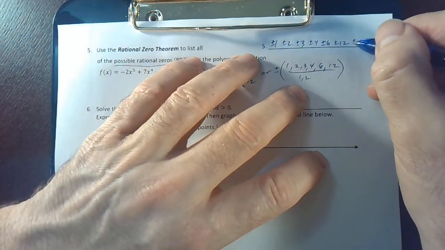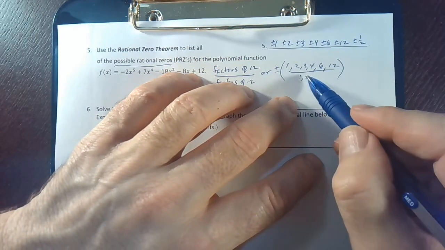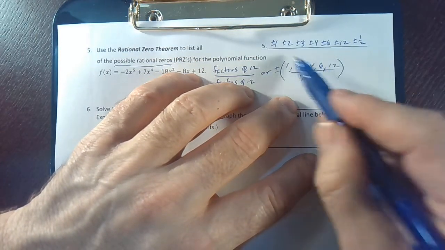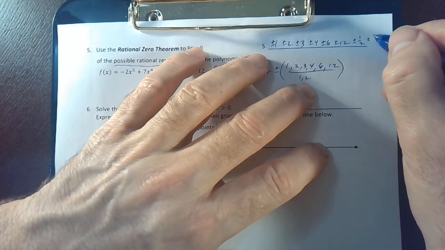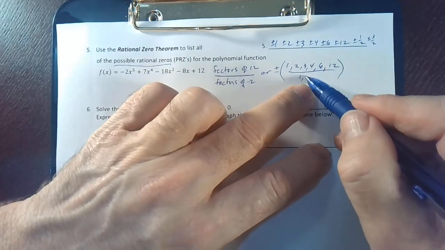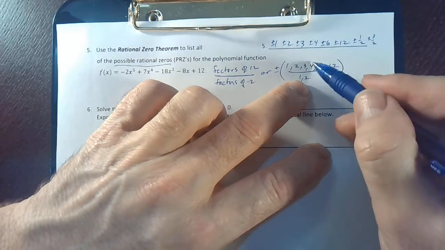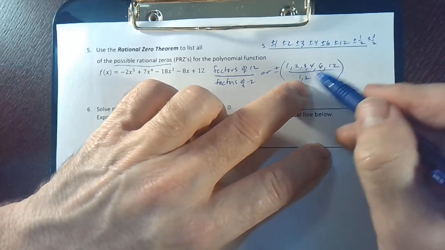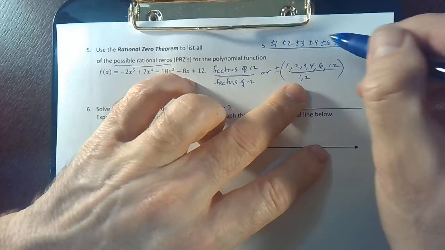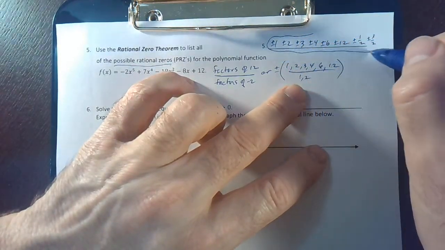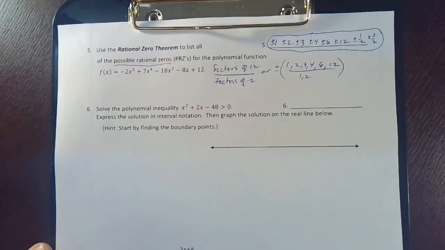So plus or minus 1/2, 1 over 2. But plus or minus 2 over 2 is plus or minus 1, and we already have that one. So plus or minus 3 over 2. Okay, plus or minus 4 over 2 is just plus or minus 2. We already have it. 6 over 2 is 3. We already have it. 12 over 2 is 6. We already have it. So here's our complete list of possible rational zeros.